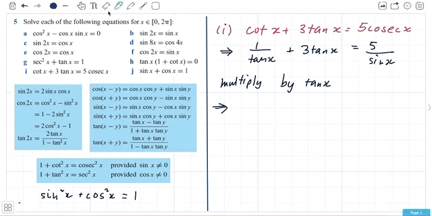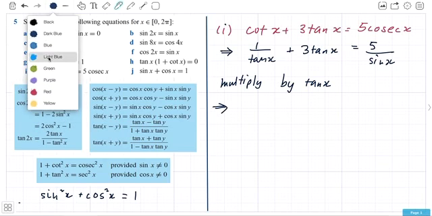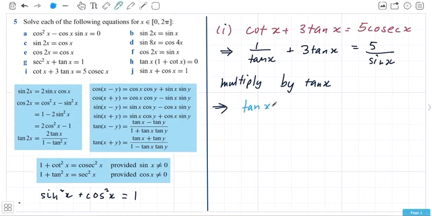So if I multiply both sides by tan, I'll actually just add that in a different colour. So I'm going to have tan x on the top, tan x underneath. This will become tan squared x. So I'm multiplying everything by tan x. Here I'm going to have 5 on sine x times tan x. Now the reason I've split that up is so that you can see on the next line, I'm going to do a bit of cancelling.